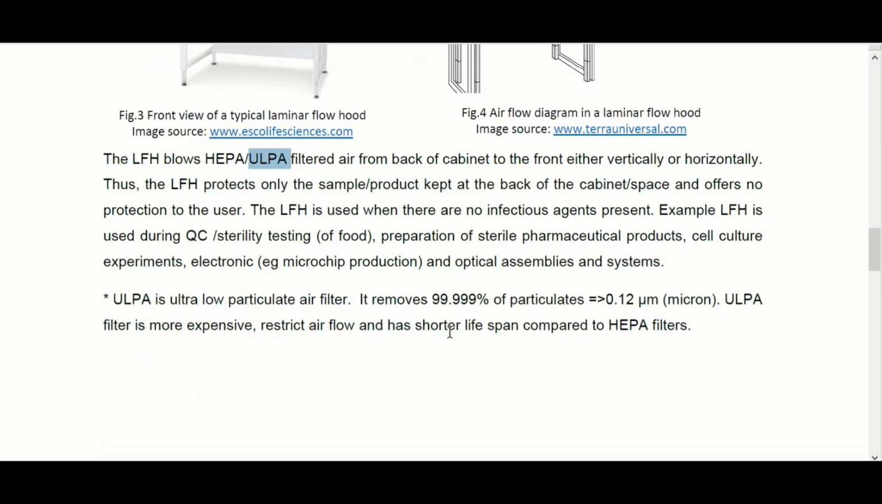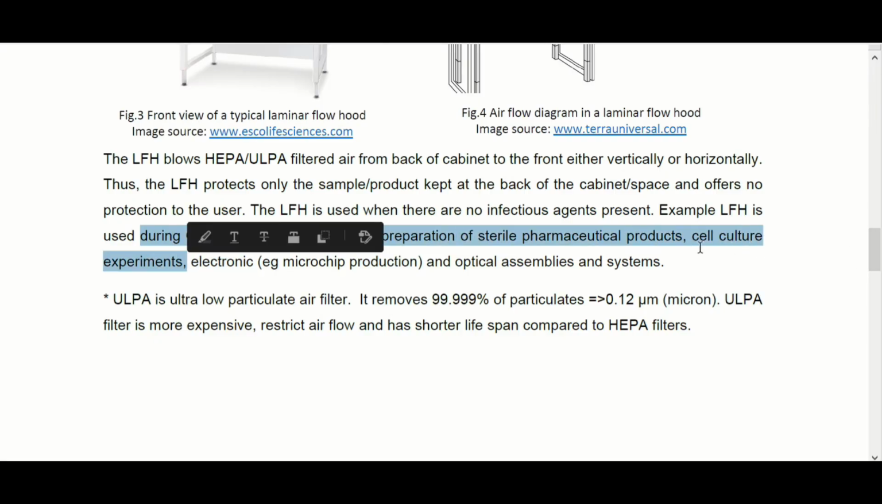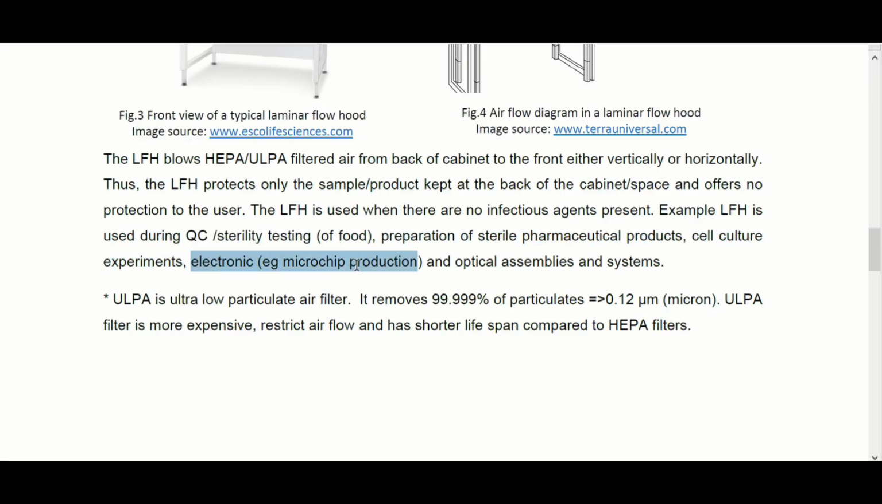It's also suitable for other things such as QC testing, sterility testing of food, for example, preparation of sterile pharmaceutical products, cell culture experiments, provided the cell culture is low risk, right? Certain electronic systems, right? Because those things all require a very clean environment, and they themselves don't have much harm. They don't cause harm to people.